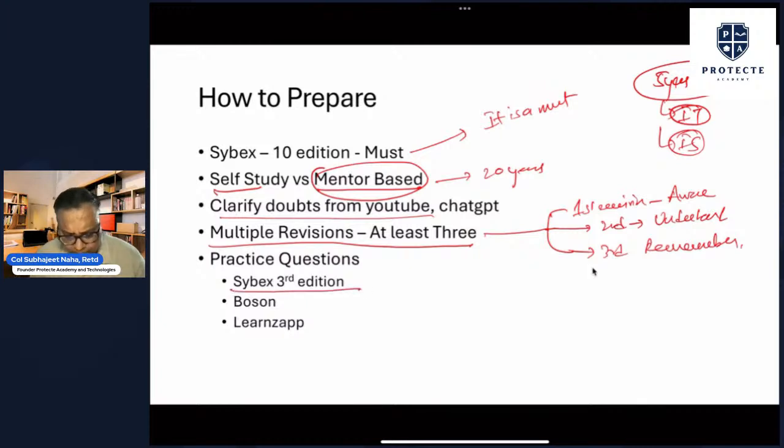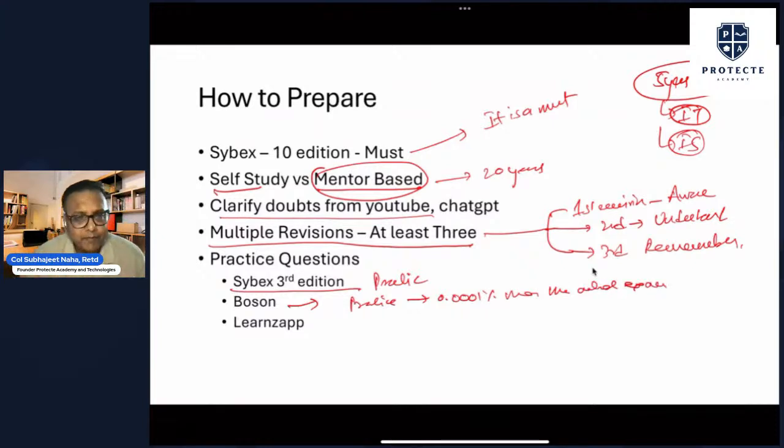One is Cybex third edition. We are expecting the fourth edition to come out. It has not come out yet. Cybex third edition practice test, and Boson practice test. Boson is the only exam test I will say which is 0.0001% near the actual exam. Some questions might have that kind of language. And finally is the Learns app, which is ISC2's official app. Good questions, but a lot of overlap between Cybex third edition and Learns app official questions.